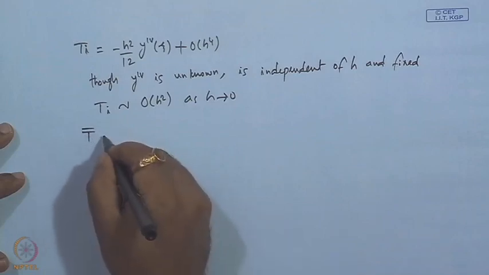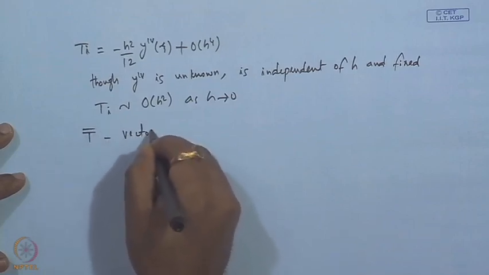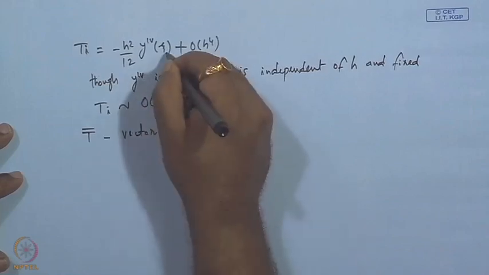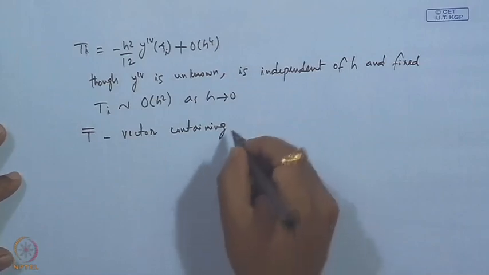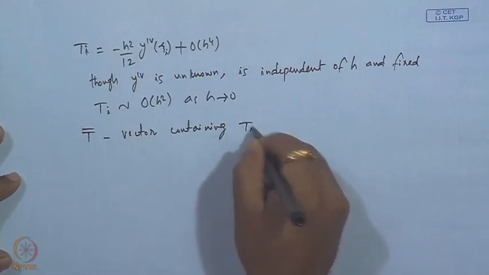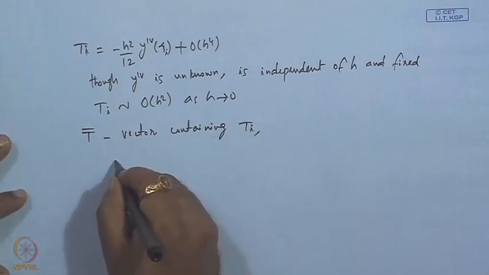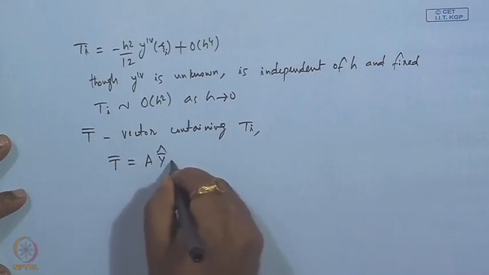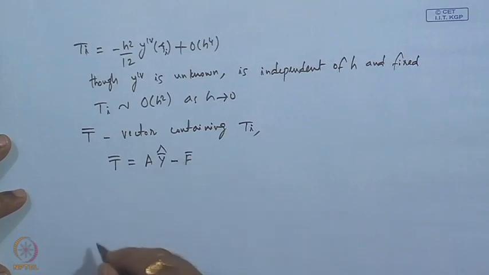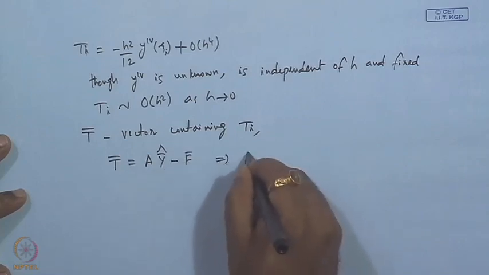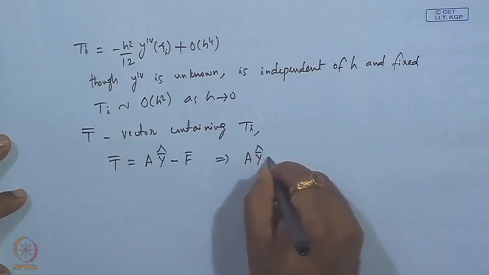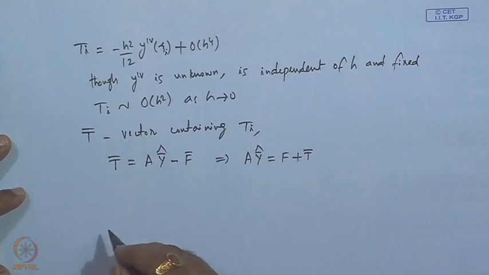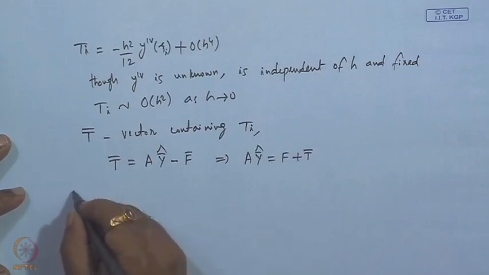So, let us now define T bar as a vector. See, this is at a grid point, certainly at a grid point. So, T bar is a vector containing T i. Then what would happen? T bar is A y true minus this. This implies this. Okay.